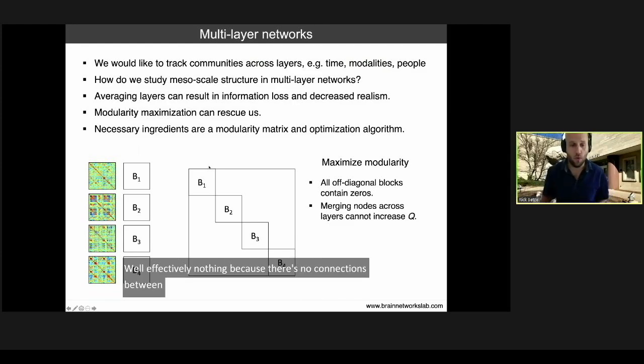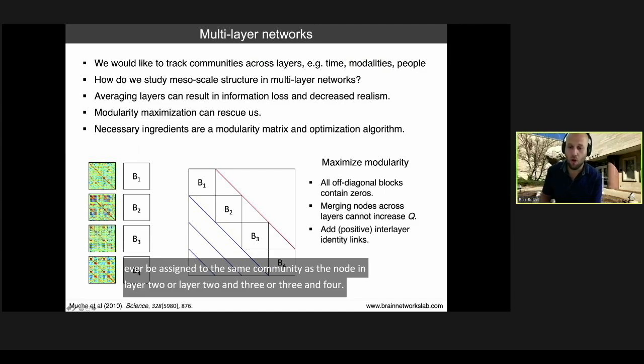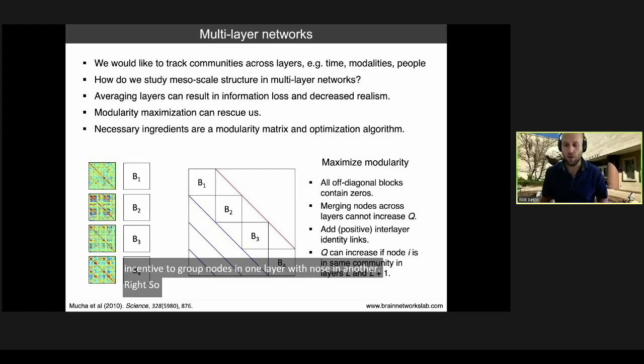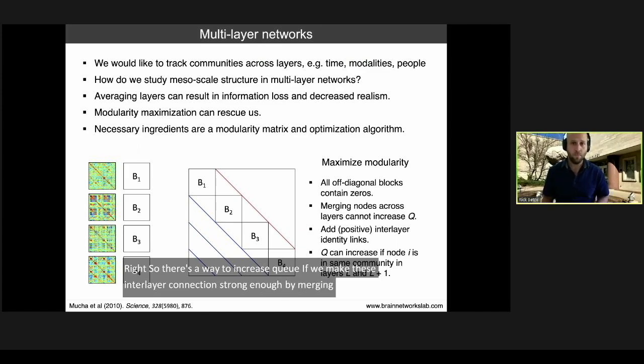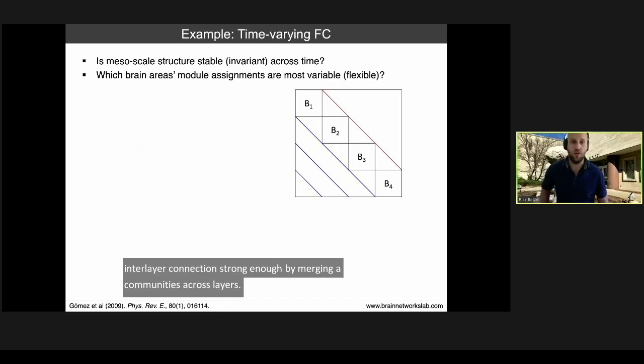There's no reason for a node in layer 1 to ever be assigned to the same community as a node in layer 2, or layer 2 and 3, or 3 and 4. But we can start adding small amounts of weight between the layers. And what effectively this does is that from the perspective of modularity maximization, it creates some incentive to group nodes in one layer with nodes in another, right? So there's a way to increase Q if we make these interlayer connections strong enough by merging communities across layers. So I'll show you how we do this in an example.